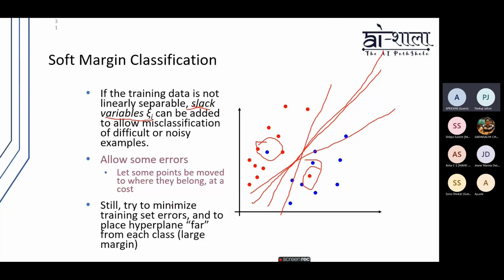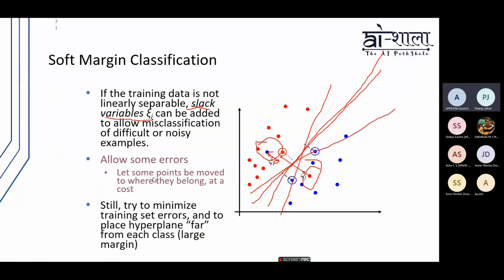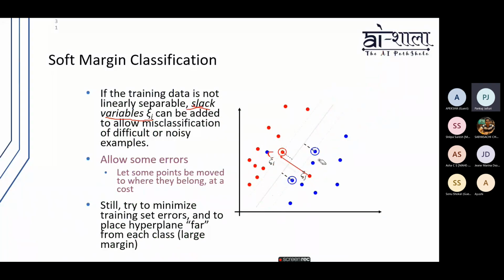We add a slack variable, and what we want to do is minimize the training set error and place the plane far from each class. Basically, we want to minimize this error. This point is the error, right? This 0 is the error, and here this blue point is the error, right?